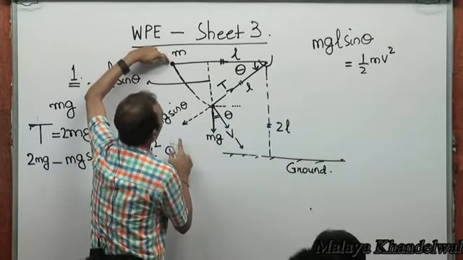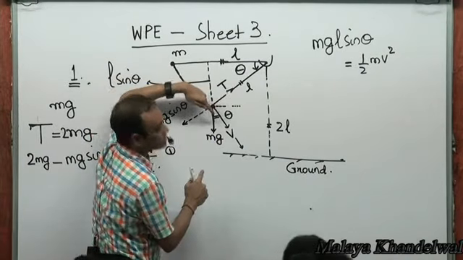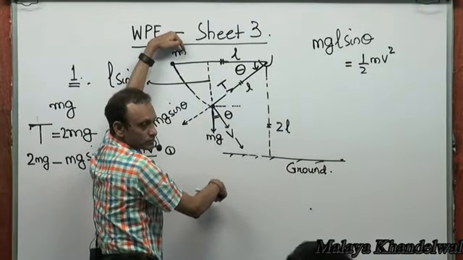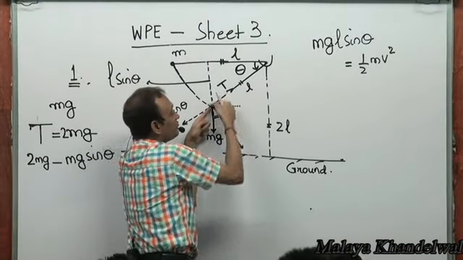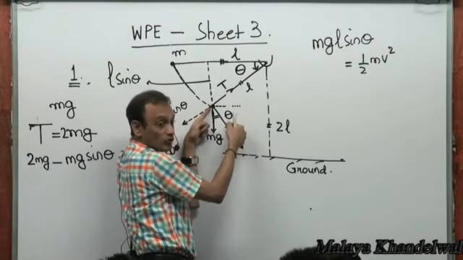See, when the particle goes from this position to this position, mg acts downwards, right? There is displacement also which is downwards. So what's the work done by mg? mg into displacement in the direction of mg, which is mg into L sine theta, right? Now T and V are always perpendicular to each other. T and the corresponding displacement will always be perpendicular to each other. So tension does no work.